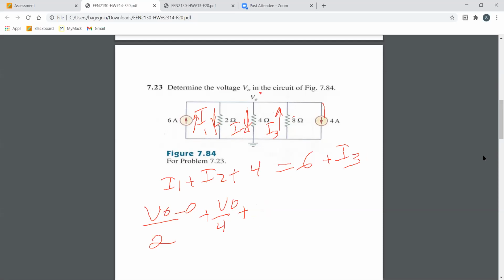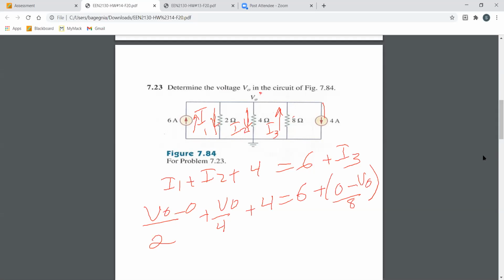So then applying Ohm's law, V0 over 2 plus V0 over 4 for I2, and then plus 4 equals 6, plus now I3 is going from 0 minus V0 over 8. Okay, so this is the difference between assuming current from top to bottom or from bottom to top. Both directions are correct, whatever you assume.